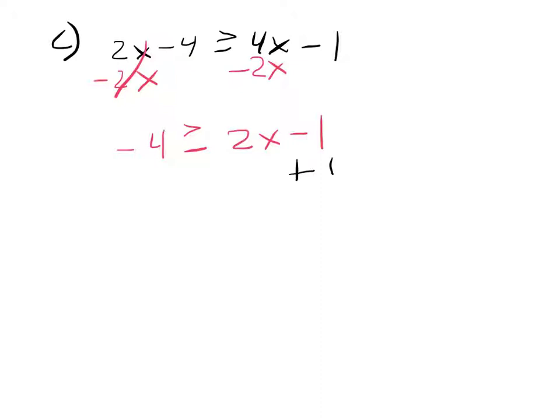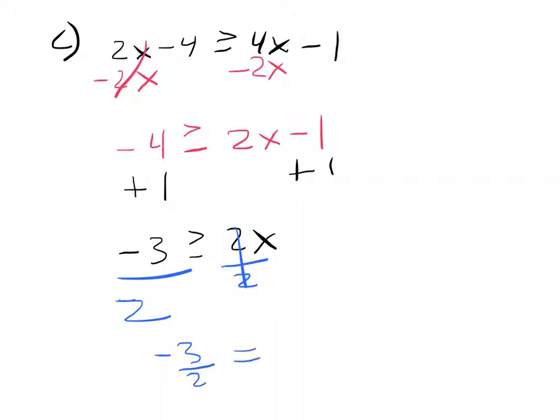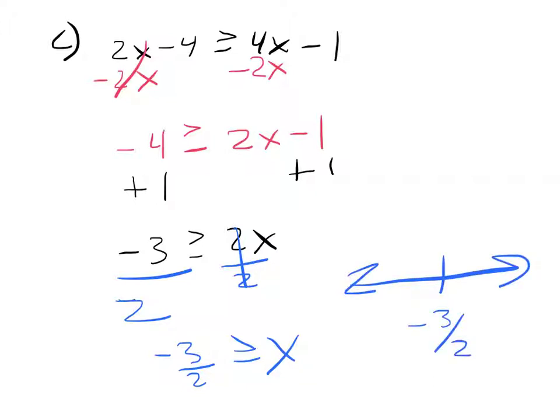Now I'm going to add 1, add 1. Negative 3 is greater than or equal to 2x. Divide by positive 2, so I'm not going to flip my inequality. Cancels, and negative 3 halves is greater than or equal to x. When I graph it, negative 3 halves is my most important point, and I'm going to put a closed circle because of the equal sign underneath the inequality, and I'm going to say that x is smaller than because it's on the small side.